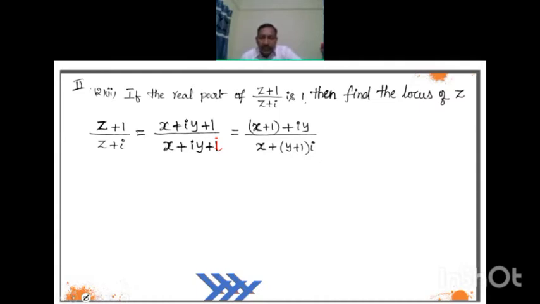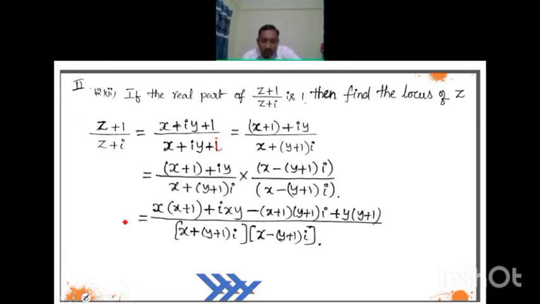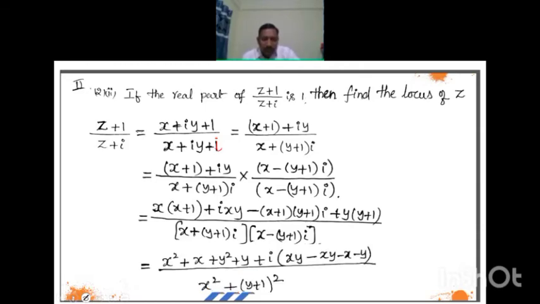Again, taking the conjugate of the denominator, x minus i(y plus 1), and simplifying, we get the x plus iy form for (z plus 1) by (z plus i). So upon simplification and writing, we get this form. I hope all of you are clear with the calculation part. Upon simplification, the numerator will be x square plus x plus y square plus y plus i into (xy minus xy minus x minus y).